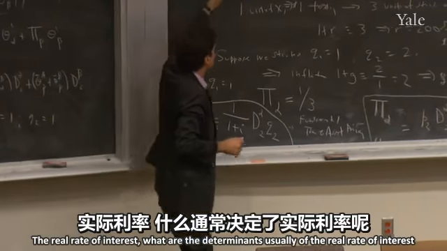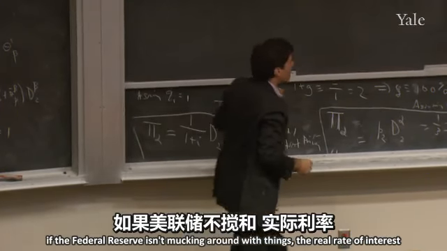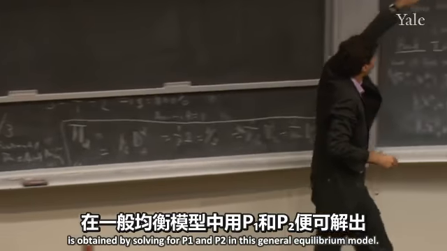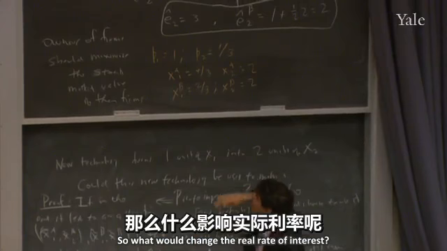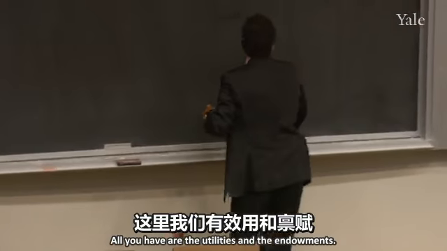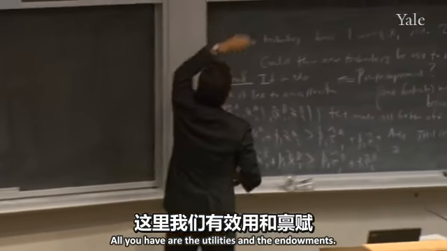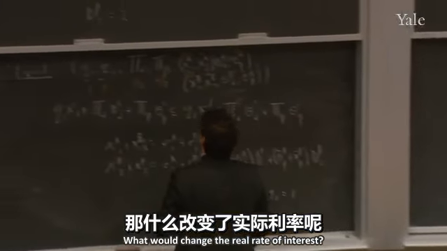What are the determinants usually of the real rate of interest, if the Federal Reserve isn't mucking around with things? The real rate of interest is obtained by solving for P1 and P2 in this general equilibrium model. So what would change the real rate of interest? All you have are the utilities and the endowments. Here's the economy. What would change the real rate of interest?